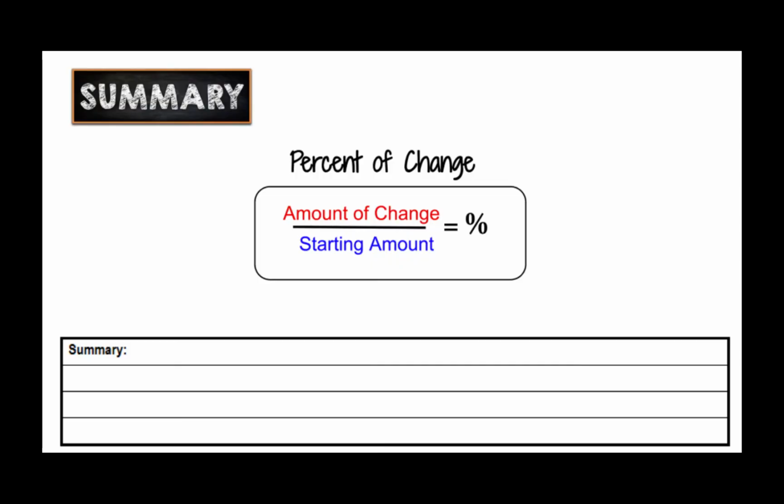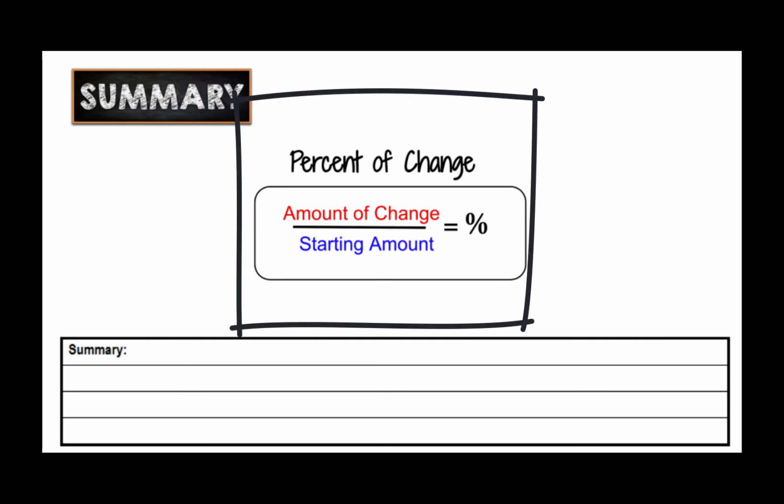Looking at your summary now, let's answer, how do you find the percent of change? Go ahead and draw what you see in your summary box. We take the amount of change and divide that by the starting amount. Then change that to a percent.